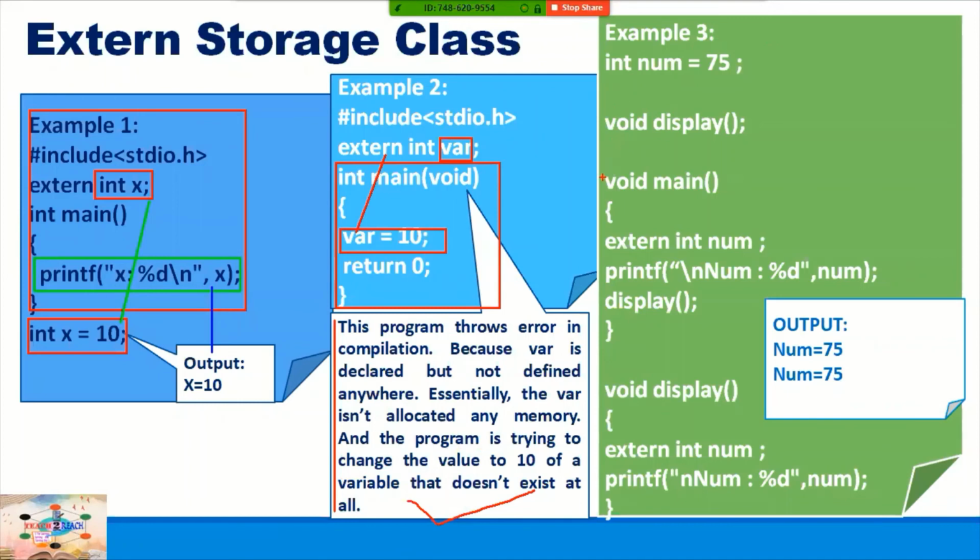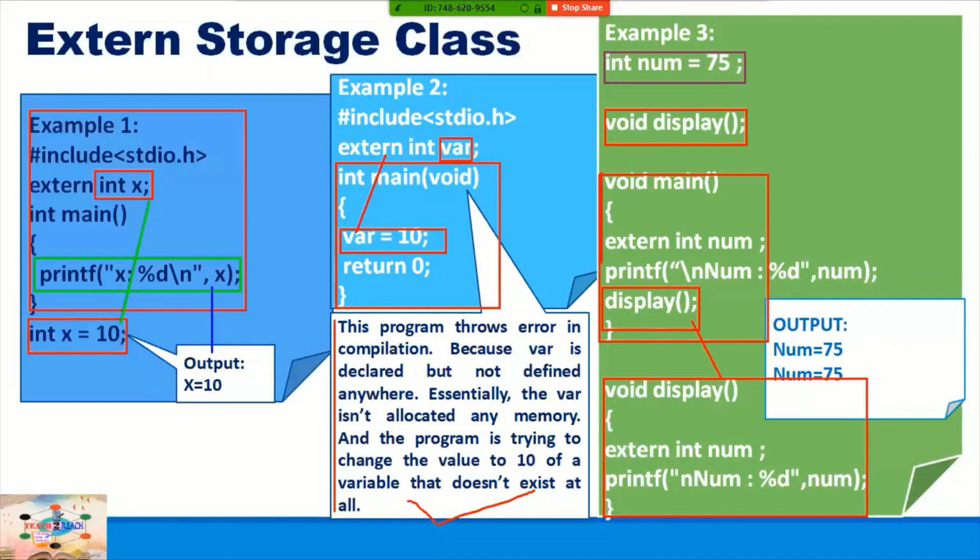In this third example, we can see two different functions. The first is the main function, and the second is the display function. This display function is defined after main. That's why it is informed to the compiler before the main function globally, and the same function is called within the main, so that a jump occurs from this place to this place. Within this display function, the external variable num is declared, and it is defined somewhere else, that is, before main, defined here.